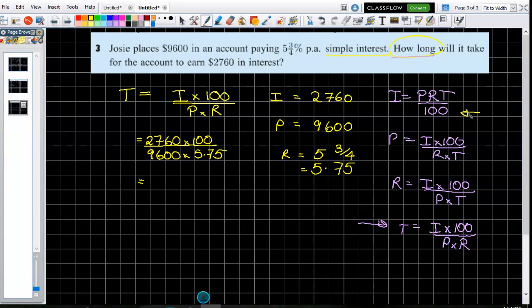We've stuck with the formulas that you were given in year 9. Your textbook changes them around a little bit, but I just thought, why change? Let's stick with it. So, pop it in.